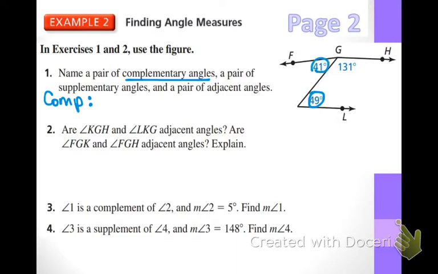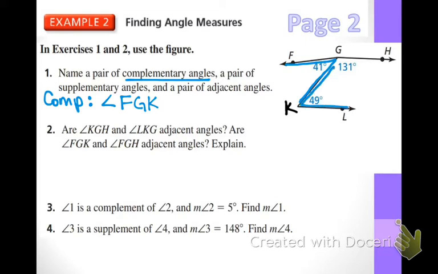49 and 41. So we're going to name them. Let's name the 41 degree angle first. Can I name it angle G? No. What can I name it? FGK. So on my screen, I don't know why the K is missing, but on your paper at least you got it. Alright, so we said FGK for the 41 degree angle.